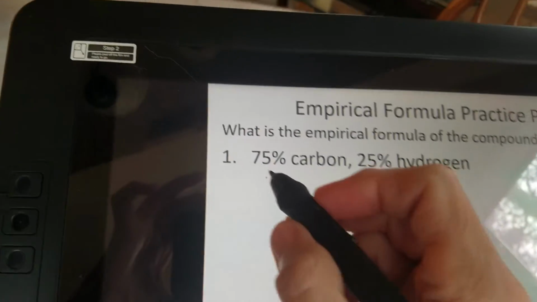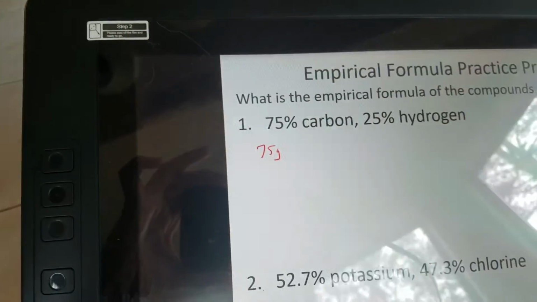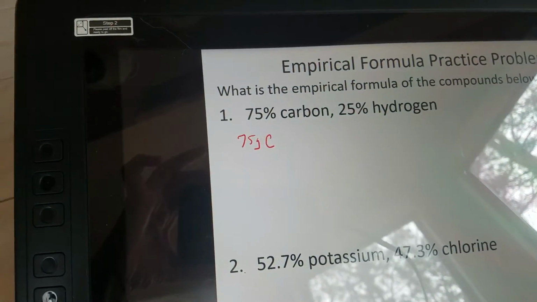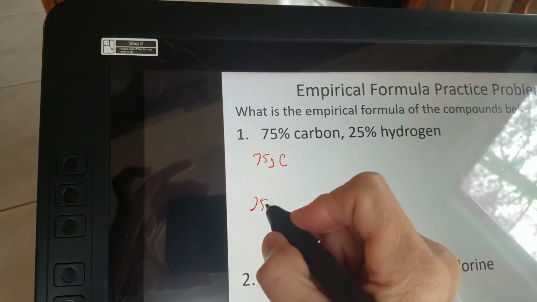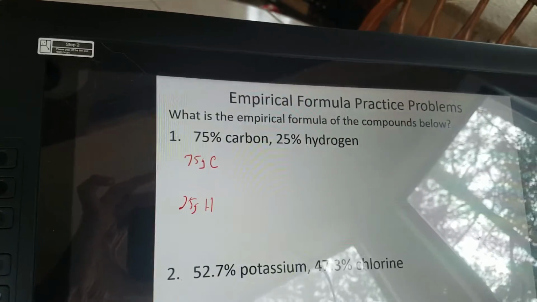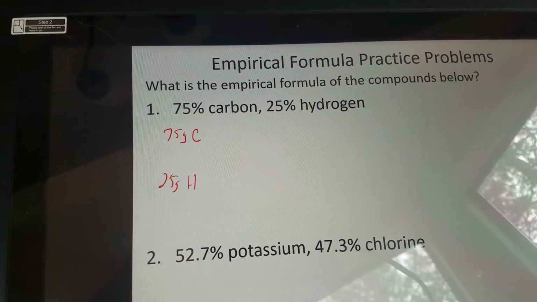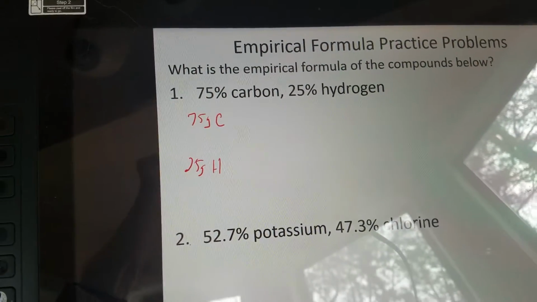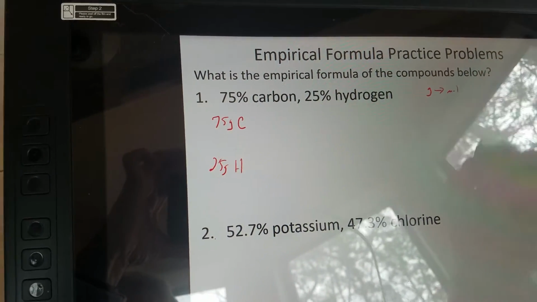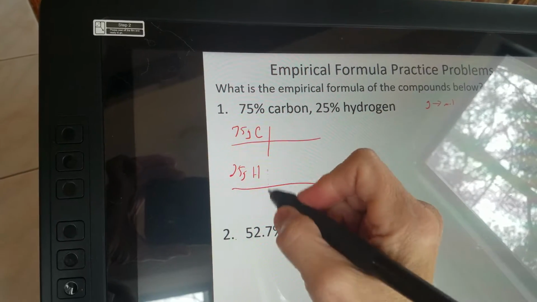So if I have 75% that is carbon, we're going to say that that's the same as saying 75 grams out of a 100-gram sample is carbon. 25 grams for the 25% of hydrogen. Now remember, when you're writing the formulas, the subscripts represent mole values. So what I need to do first is take my grams to moles. So that's what I'll do. I'll convert each of these gram values to moles.